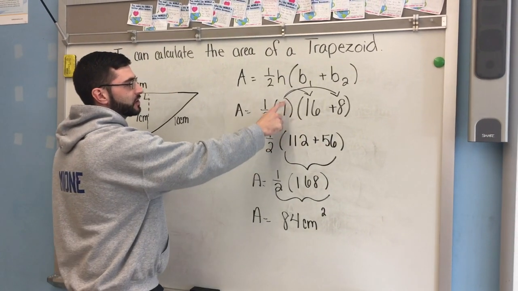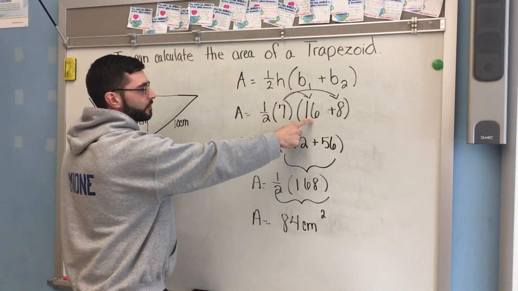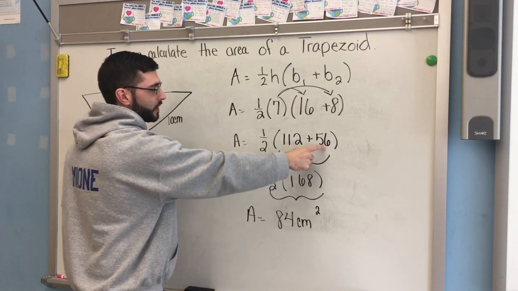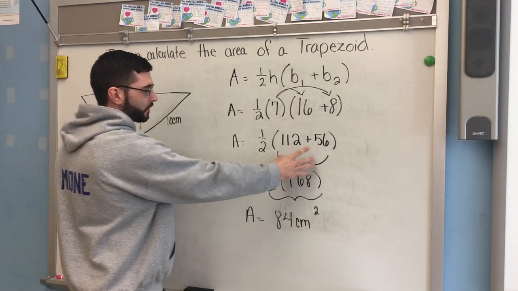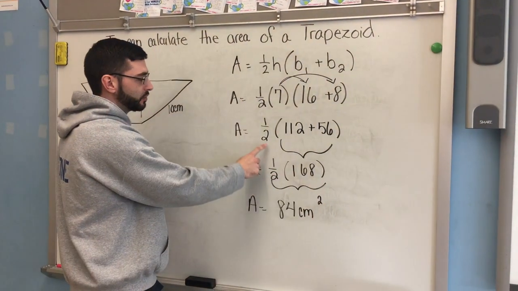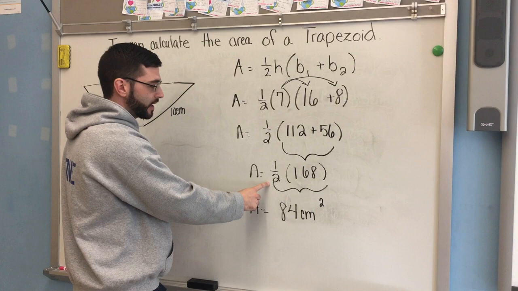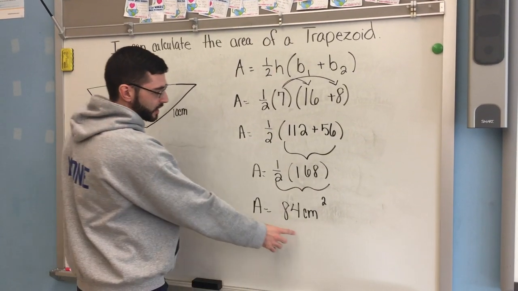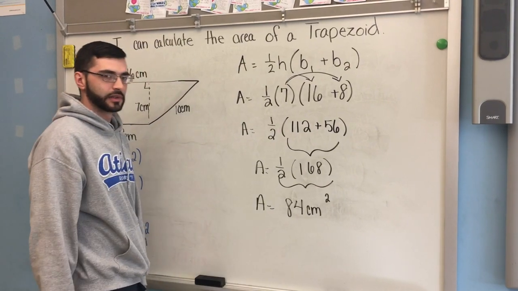If you notice, she used her distributive property. She multiplied 7 by both 16 and 8, and it got her to 112 plus 56. Follow her arrow down, she added the 2 up, got 168, as she brought down her half. And then, to wrap it up, she divided 168 by 2, giving her the answer of 84 centimeters squared.